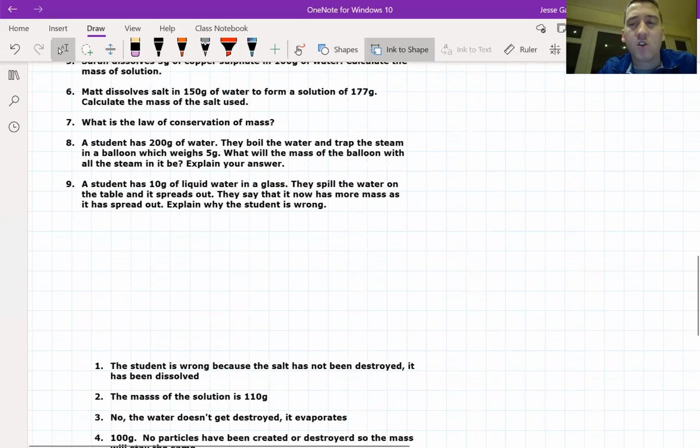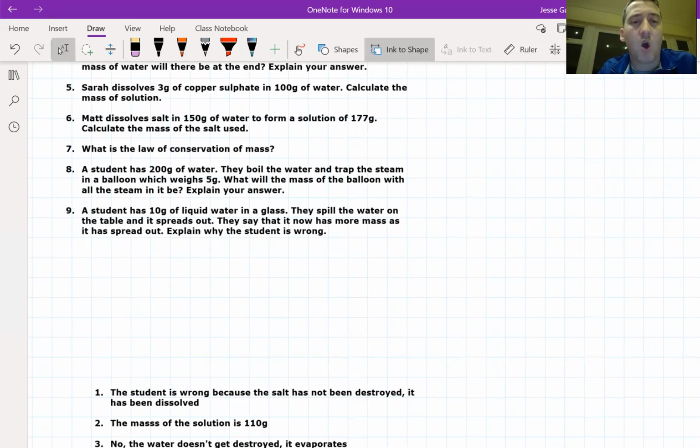Okay, so I'm going to just talk about this one for a second. Matt dissolves salt in 150 grams of water to form a solution of 177 grams. Calculate the mass of the salt. Look, you may have been able to do this straight away. If you were able to get all of these right, you can probably finish up the video and you've done a good job. If not, this is the one I think you might have the most problem with. Maybe 6 and 8. So I'm just going to discuss them now.